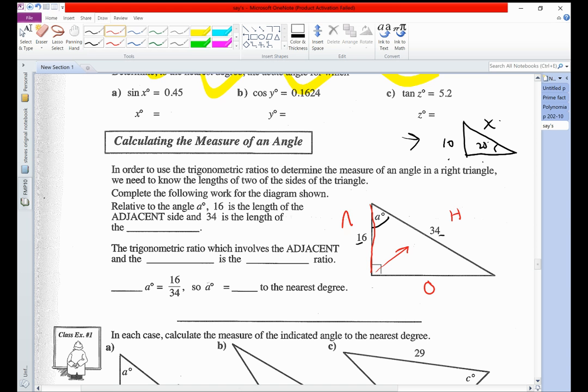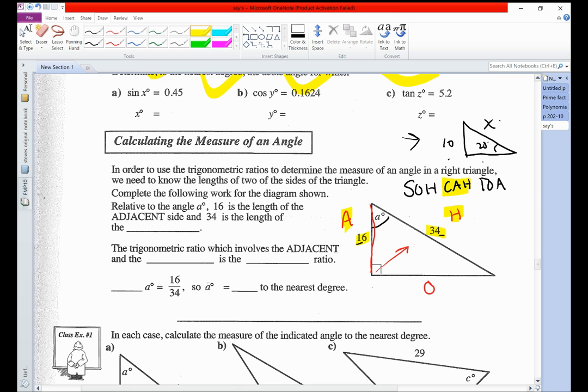So now you look at your SOHCAHTOA and you look at the two side lengths that you have. You have 34 and 16, which is your hypotenuse and your adjacent. So now we're going to look for a trigonometric function that uses adjacent and hypotenuse. There's only going to be one, and it's the cosine function.